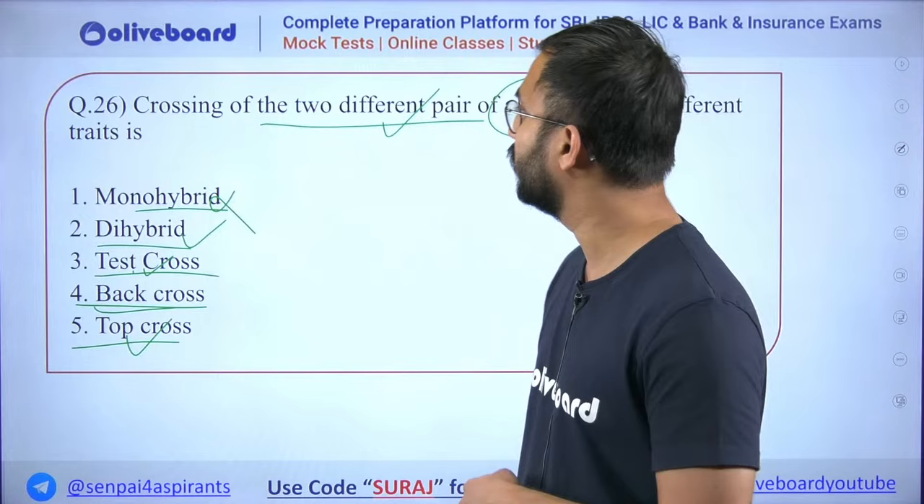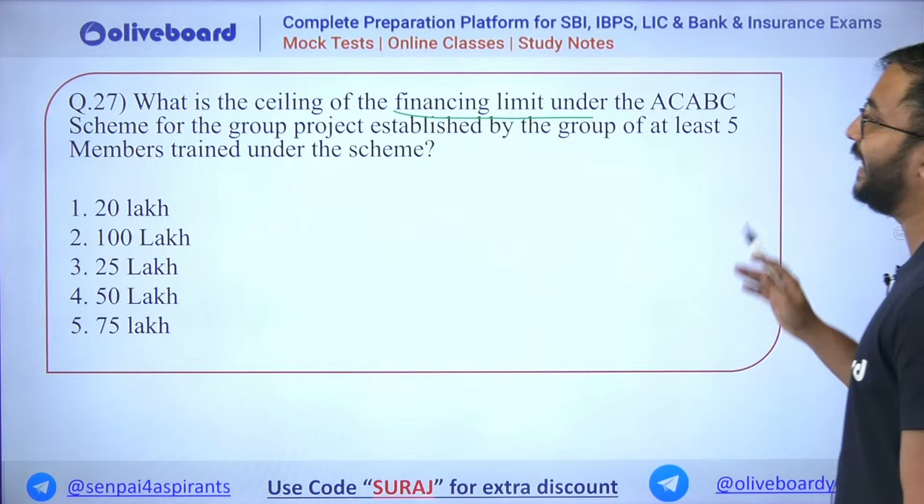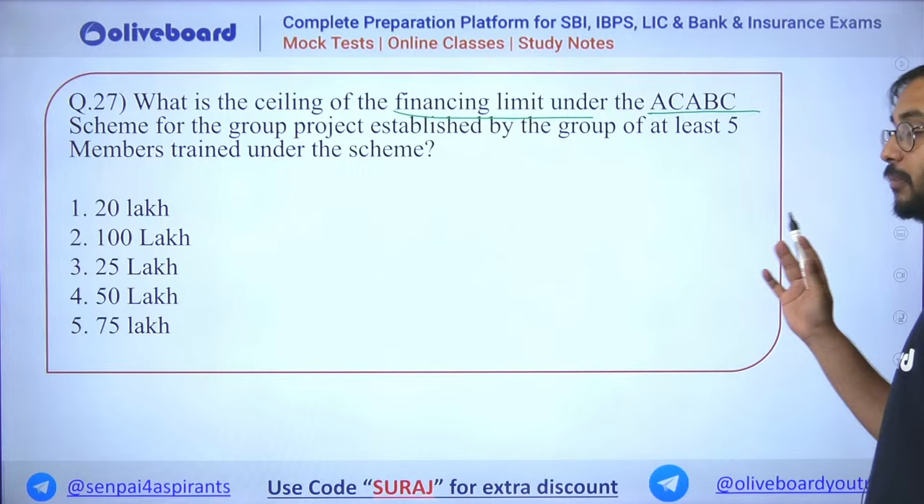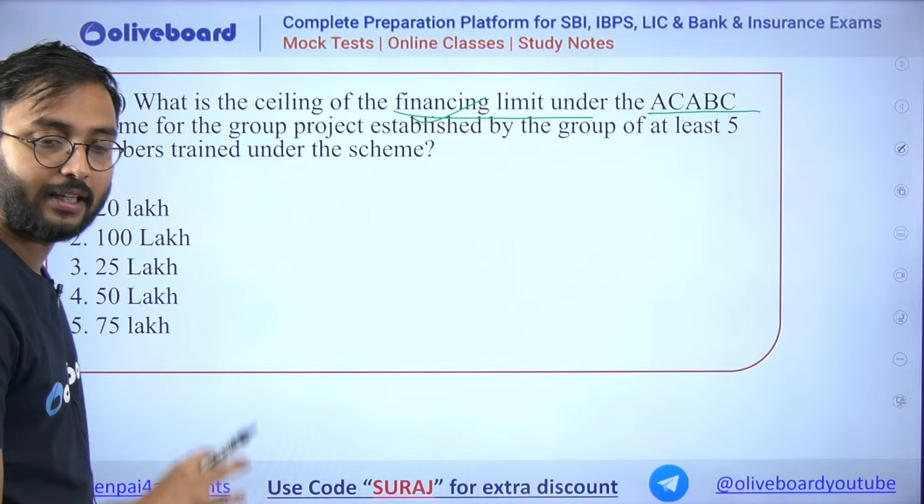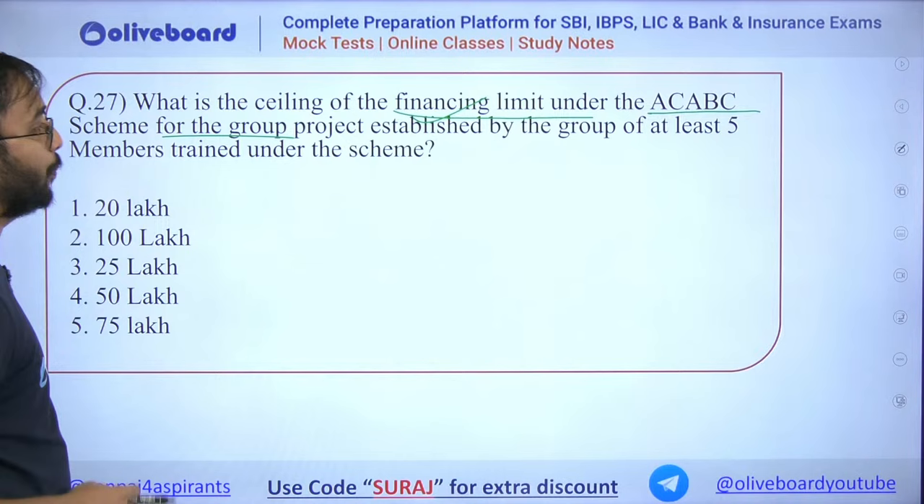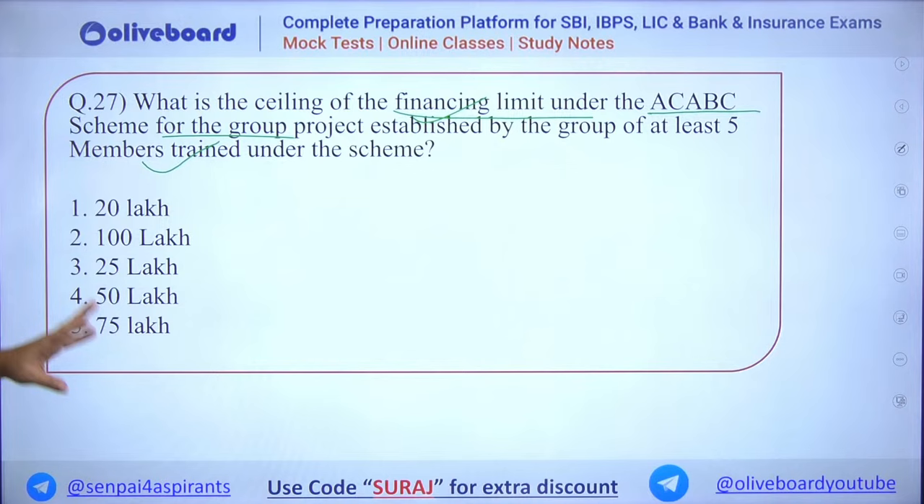What is the ceiling of financing limit under ACABC scheme? You all would be knowing the ACABC scheme, Agri Clinic and Agri Business Centre scheme. I hope you remember this scheme. Don't you dare say that we forgot the scheme. It is related to Agri Extension. Agri Clinics, Agri Business Centres. This is for a group project established by a group of at least 5 members trained under the scheme. And what is the financial ceiling? 20 lakh, 100 lakh, 25 lakh, 50 lakh, 75 lakh.